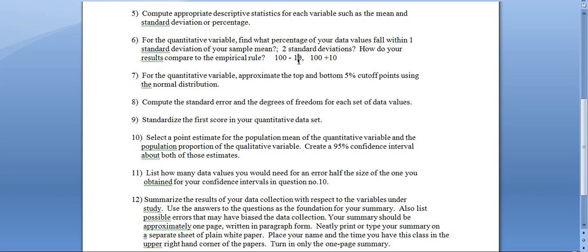Now if you were going to go 2 standard deviations away from the mean, or 100, you'd subtract 20, and you would add 20. So your range would go from 80 up to 120, and that would give you all the values that fall within 2 standard deviations. And again, remember that this all depends on what your mean and standard deviation are.